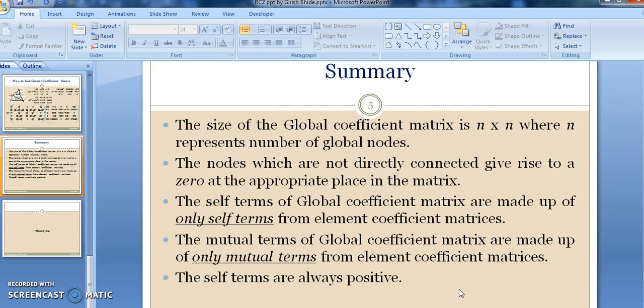Let us summarize. The size of the global coefficient matrix is n by n, where n represents the number of global nodes. The nodes which are not directly connected give rise to a 0 at the appropriate place in the matrix. The self terms of the global coefficient matrix are made up of only self terms from element coefficient matrices. The mutual terms of the global coefficient matrix are made up of only mutual terms from element coefficient matrices, and the self terms are always positive.